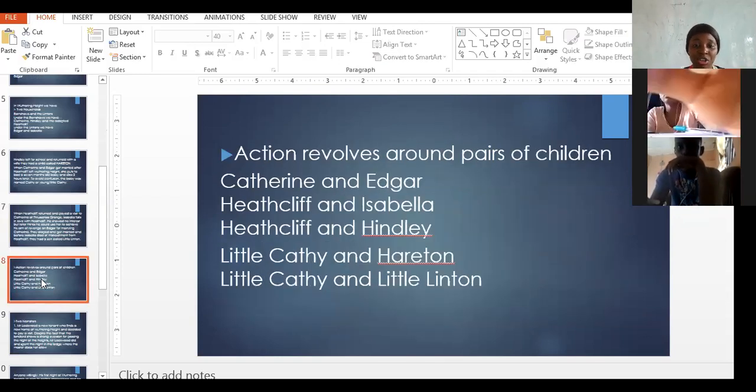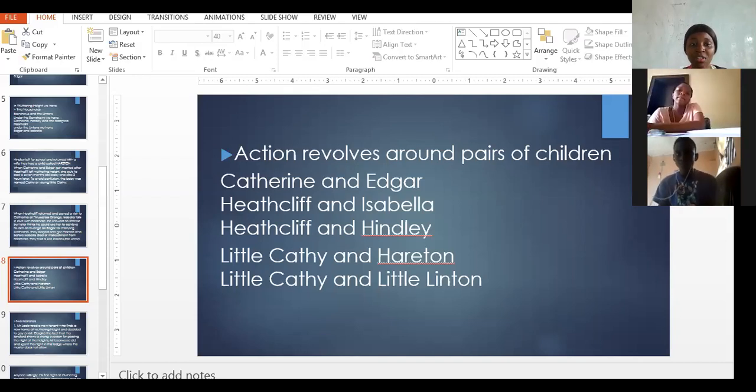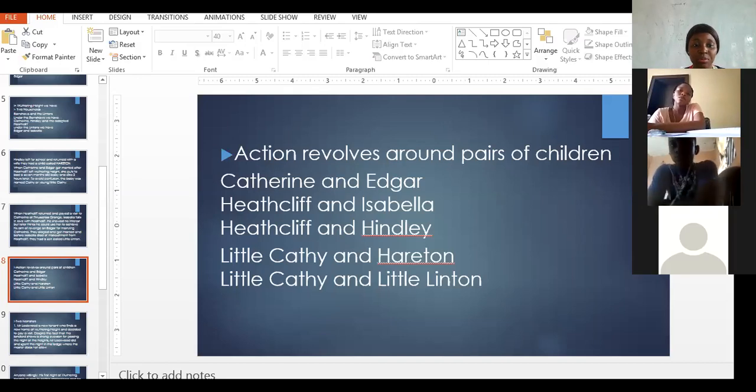Now, we said action revolves around pairs of children. We have Catherine and Edgar. We have Heathcliff and Isabella. We have Heathcliff and Hindley.